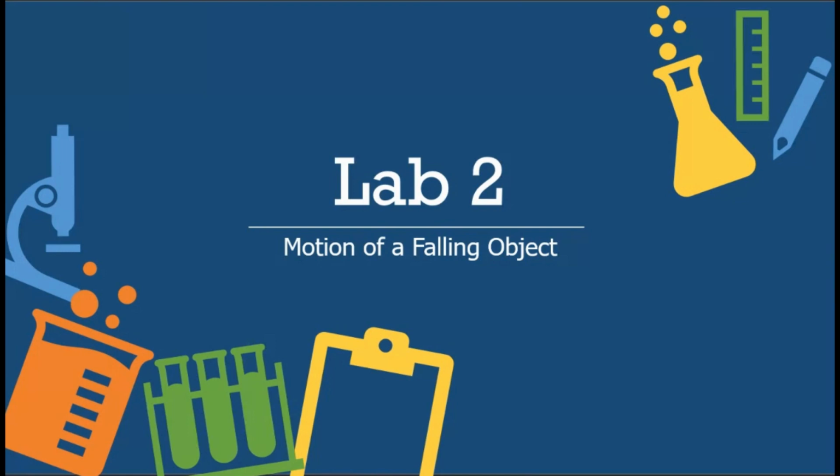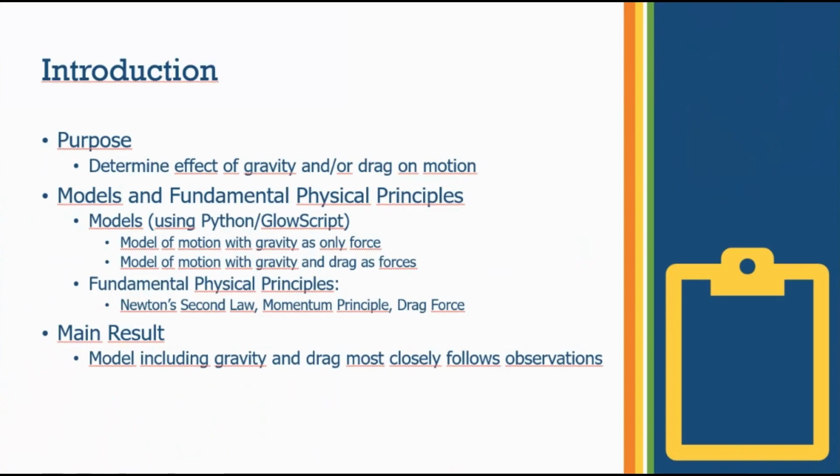Hello, this is my lab report for Lab 2, Motion of a Falling Object. The purpose of this lab was to determine the effect of gravity and drag on the motion of an object, which in my case is a paper ball.